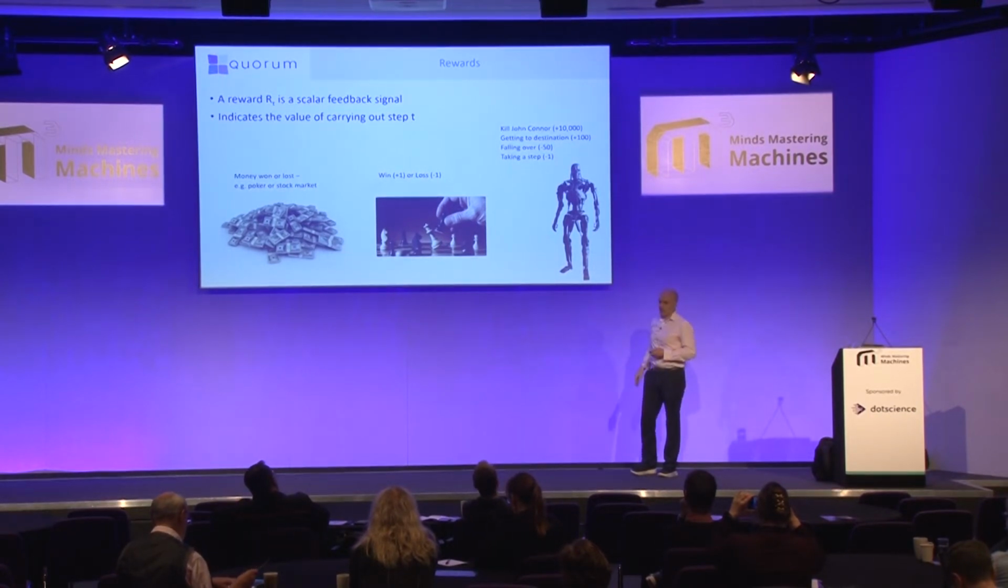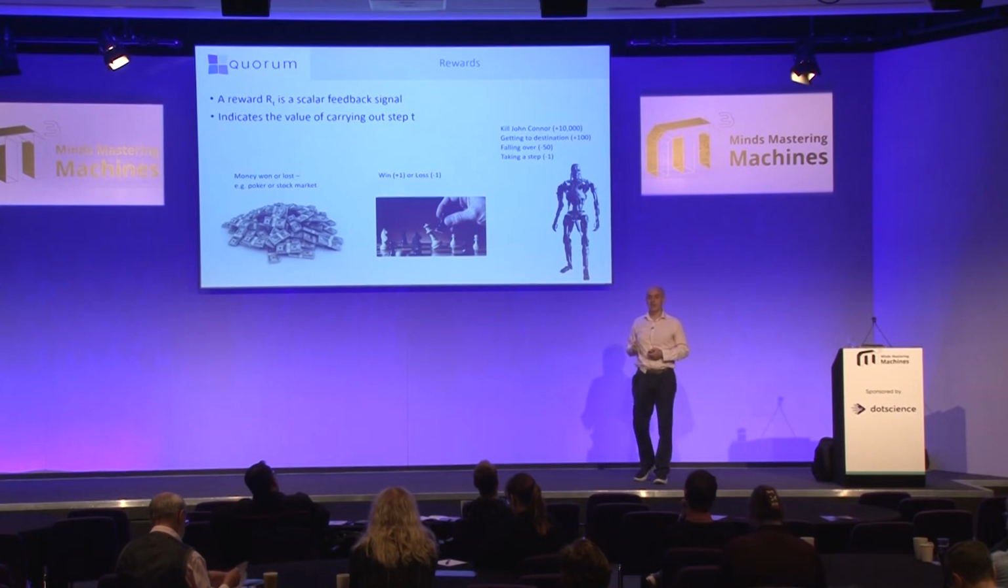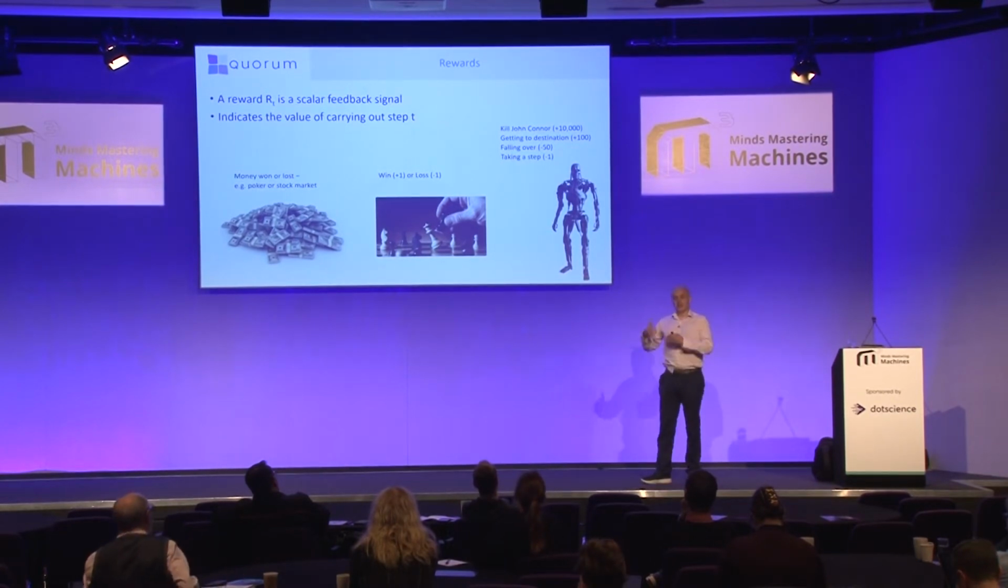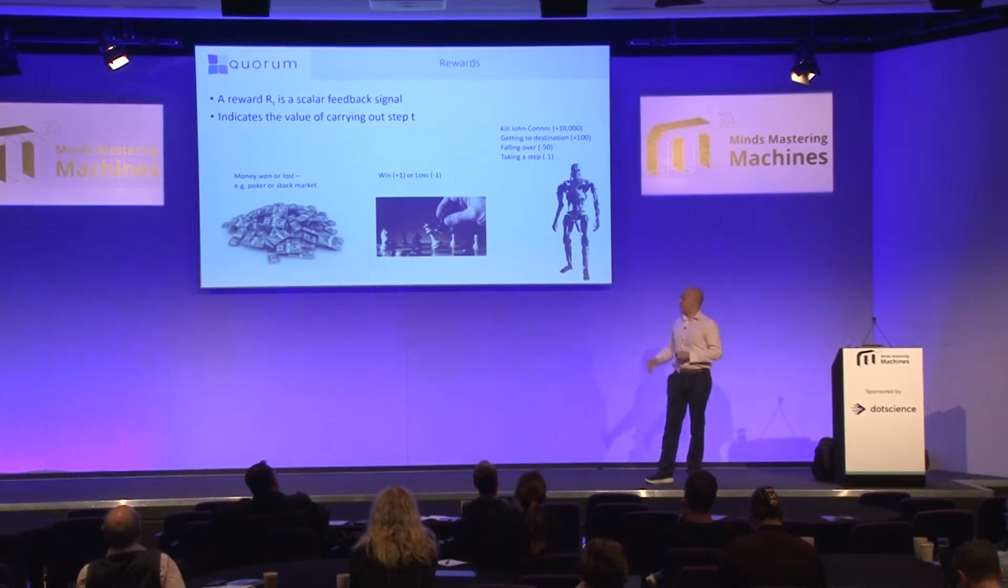So, for example, my Terminator robot here, if he kills John Connor, he's going to get a huge reward. But he's going to get a negative reward every time he takes a step, because what I want him to do is kill John Connor in the least number of steps.